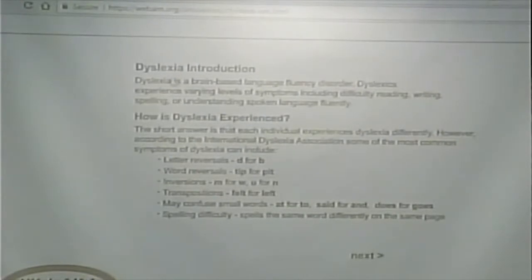Here's some good definition and overview. Dyslexia is a brain-based language fluency disorder. A D might be confused for a B. There might be some word reversing, tip and pip. You might flip letters, M's and W's. You might transpose letters, so not flip the whole word, but just some letters, felt and left. You may confuse small words.